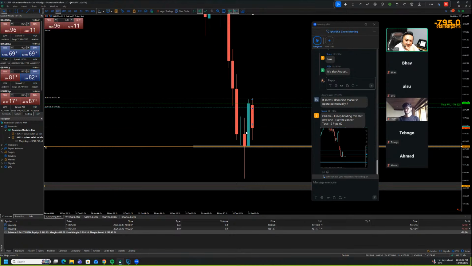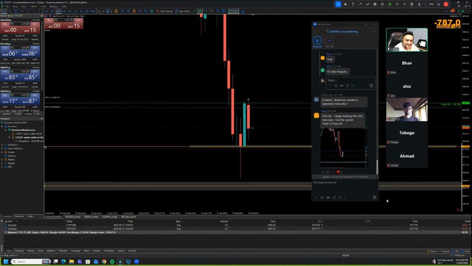Still it respecting the previous resistance area. Okay, man. I keep holding this. The 50-minute candle closes with a healthy body. Look at this one, this 50-minute actually closes with a healthy body.